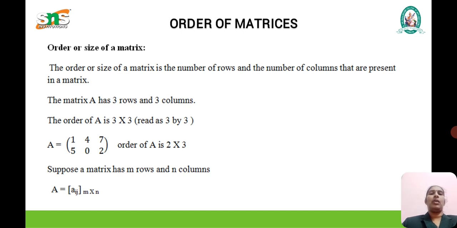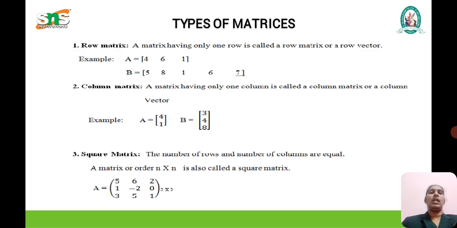I am giving a good example. Let us see a matrix A equal to 1, 4, 7 in the first row and 5, 0, 2 in the second row. Here how many rows are there? 2 rows. How many columns? 3 columns. So we can say the order is 2 by 3. Normally order is defined as m cross n. The types of matrix are row matrix, column matrix, square matrix. So a matrix can be defined in different types.